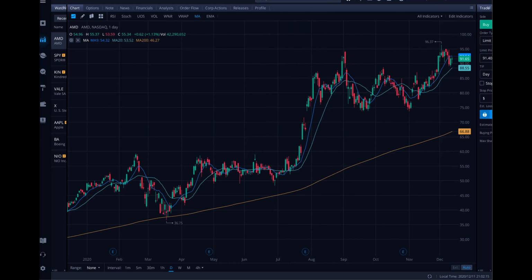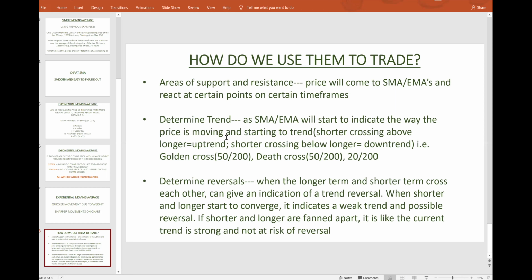Also, to determine the trends, they have what's called the golden cross, which is when the 50 crosses up above the 200, and the death cross when the 50 crosses down below the 200, or the 20 crossing over the 200, which I like to use personally. I actually have an indicator on my Thinkorswim for that one.